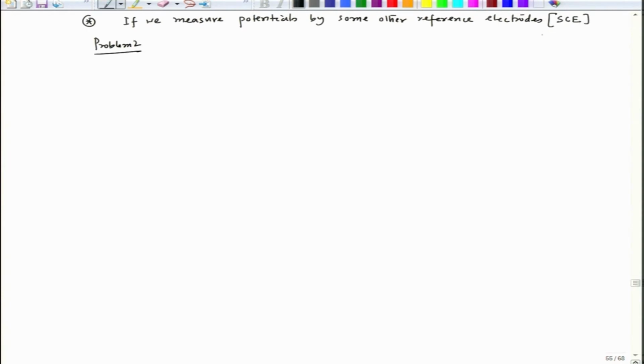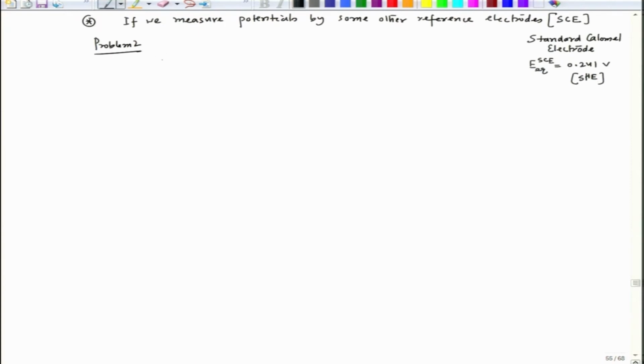This SCE means standard calomel electrode, and the equilibrium potential for SCE we take as 0.241 volt, and this is measured with reference to the standard hydrogen electrode. So, if we measure any potential with reference to this electrode, what will be the situation? One problem could be considered like this.